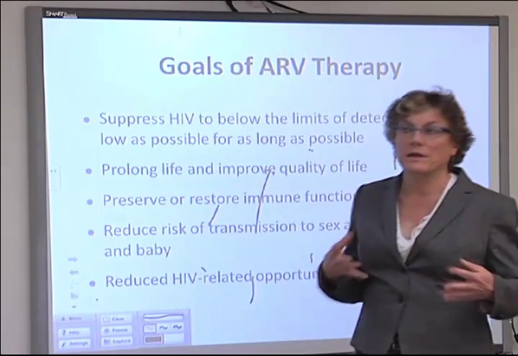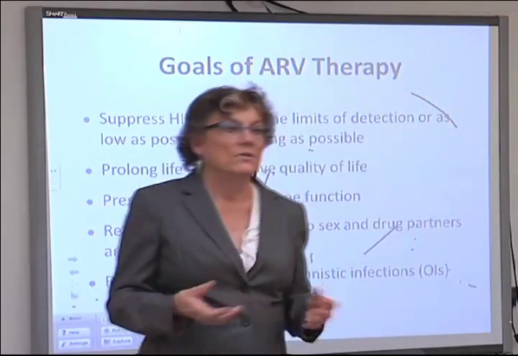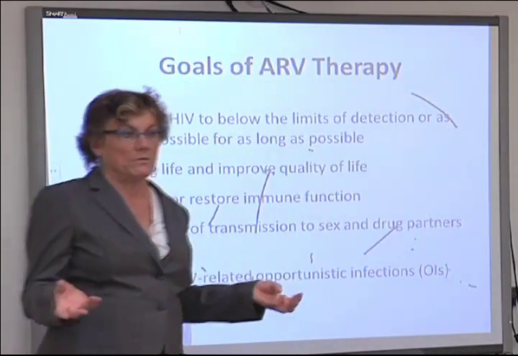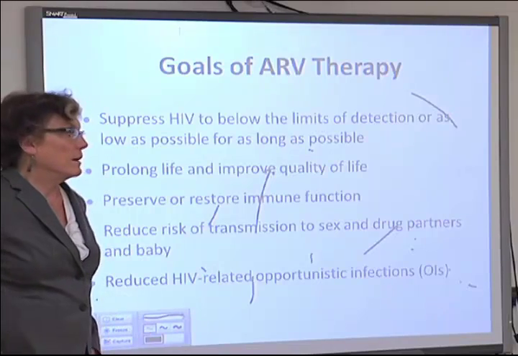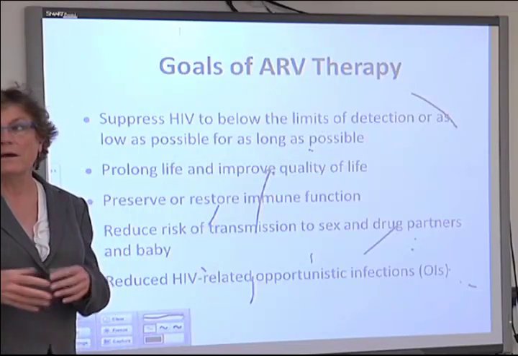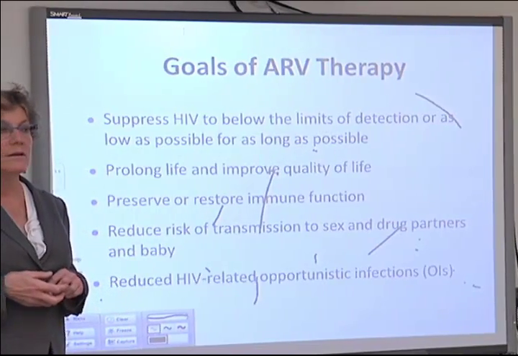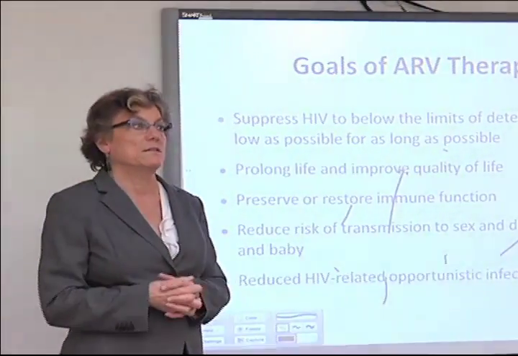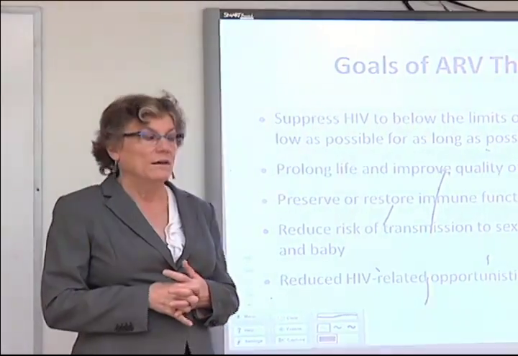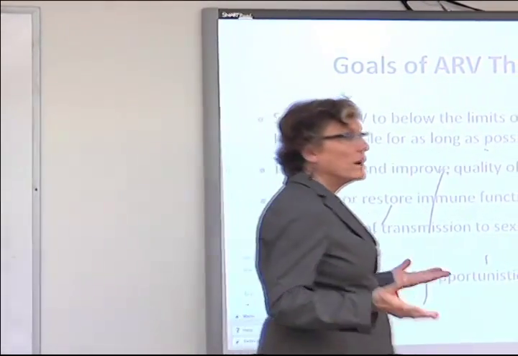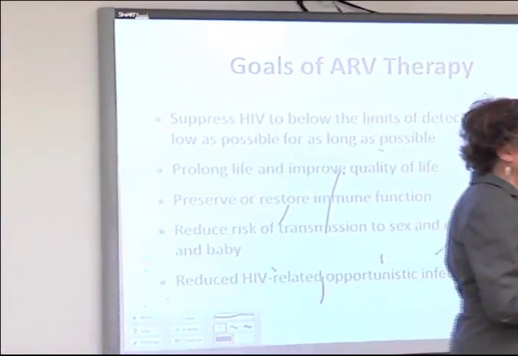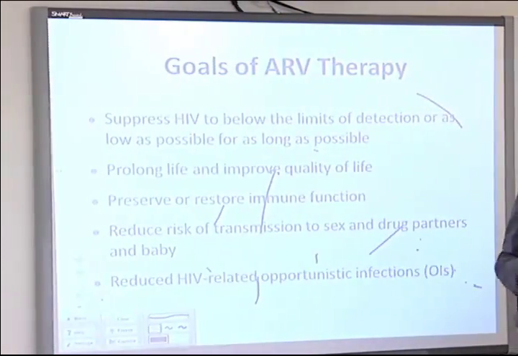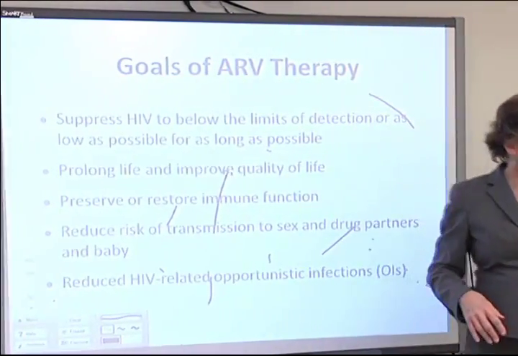People now are living with HIV and AIDS 20, 30, 40 years, whereas when AIDS first came on the scene and was diagnosed in the early 80s, it was basically thought of as a death sentence. And it was, unfortunately, for most people at that time because there wasn't this treatment.